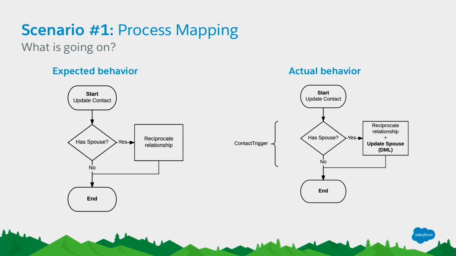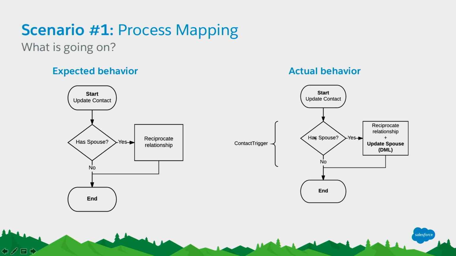So we have the exact same logic. We are doing the same thing as on the expected side. However, because of that DML statement, since the trigger is tied to the same Salesforce object, in this case the contact object, it makes it very easy to invoke the same logic multiple times, because when I try to update John Doe's record to replicate the relationship, then it will go again through the logic here.